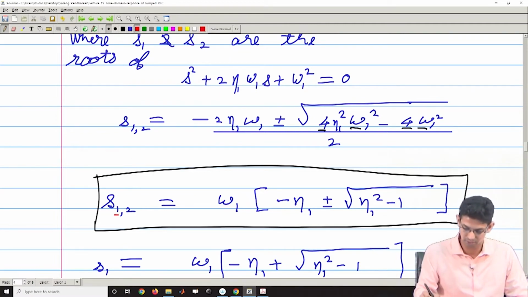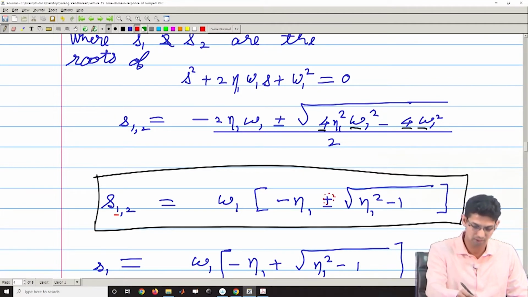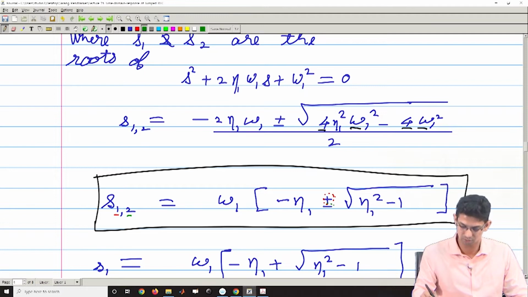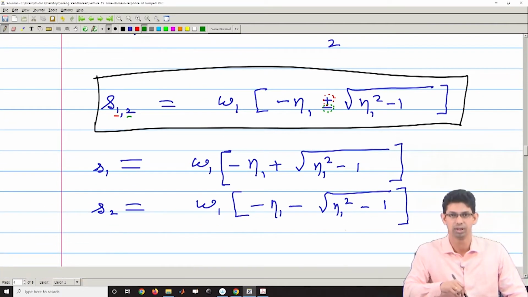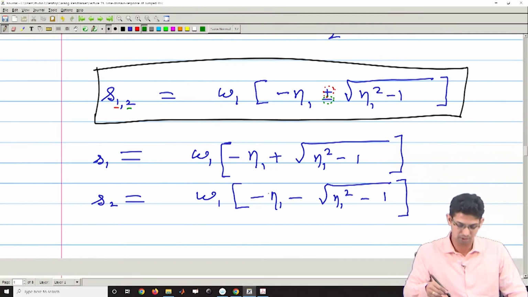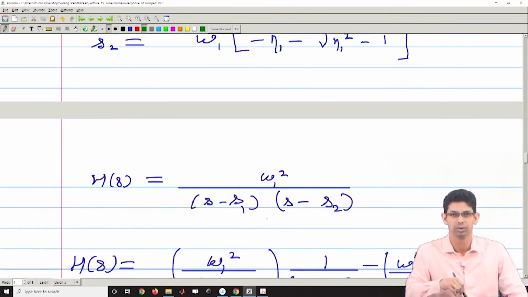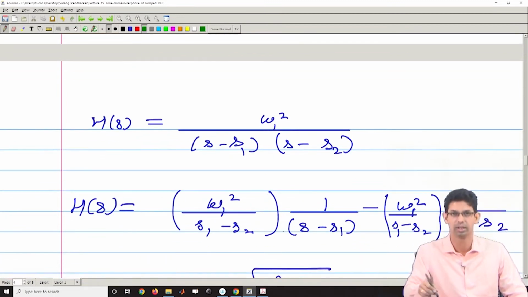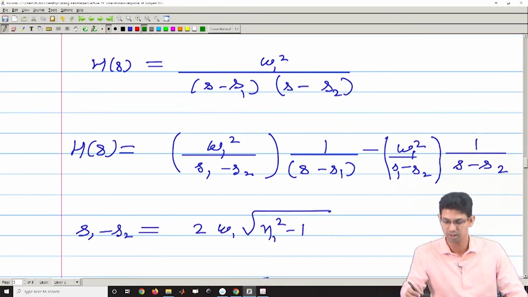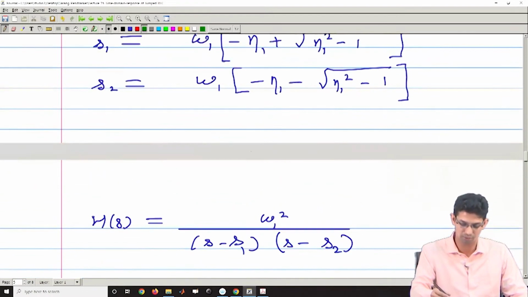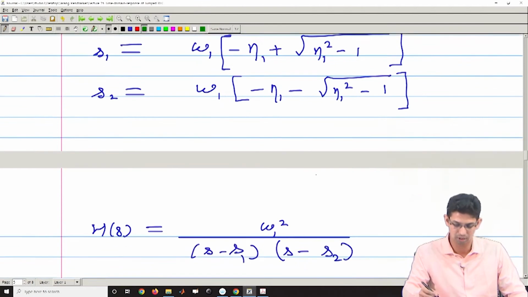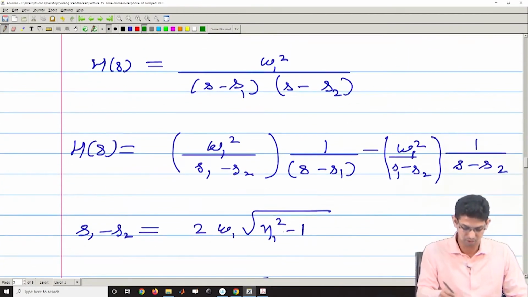One is given by this thing here with plus, and the second root is this. So, you have two roots now. Your S1 is with plus and S2 is with minus. Now, once you have this, you can write H of s in this form. You can then break this into partial fractions. It is strongly recommended that you check these equations on your own. Here there is a term of S1 minus S2 in both these terms. If you substitute the value of S1 minus S2 from here, what you will get is S1 minus S2 is simply this.